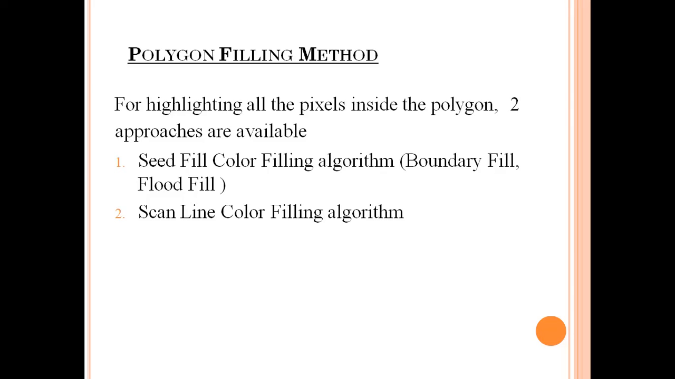Now there are two categories in polygon filling. First category is the seed fill color filling algorithm. In the seed fill algorithm, the main concept is that we have to select a point which is already inside the polygon, and that point is called a seed point. In this case, our algorithm execution will get started from that seed point. Under the seed fill algorithm, two types are there, boundary fill and flood fill algorithm. Today we are going to see these two types.